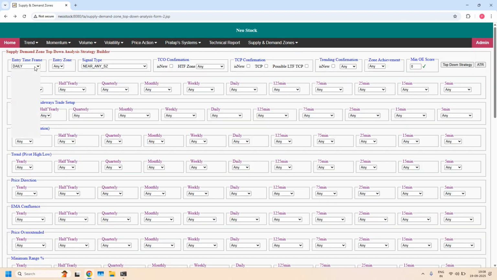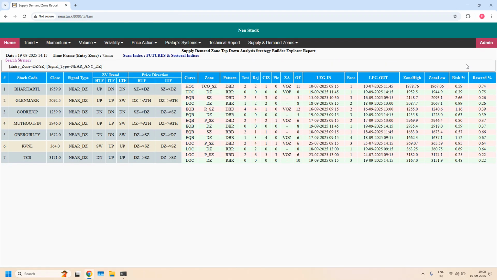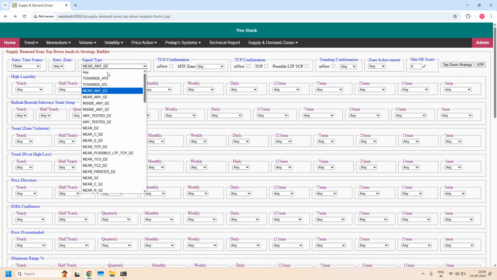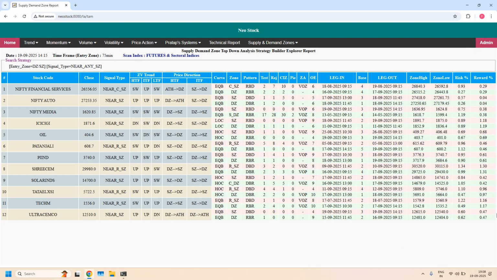Okay, next for 75 minutes time frame, stocks near to the 75 minutes demand zone, we got 7 stocks. Let us identify high liquidity zones. We don't have any 75 minutes high liquidity demand zones from this list. So next, for 75 minutes time frame, stocks near to the 75 minute supply zone, we got 12 stocks. Let us identify high liquidity 75 minute supply zones from this list.